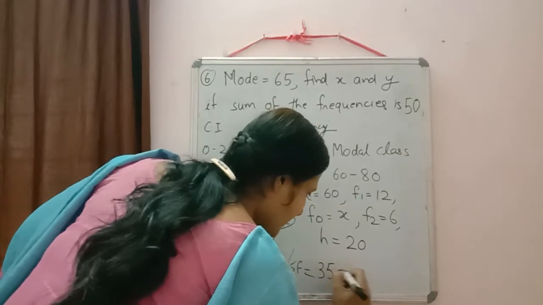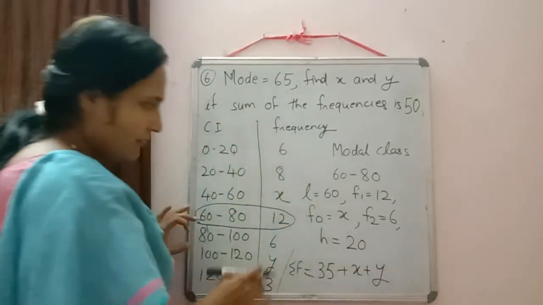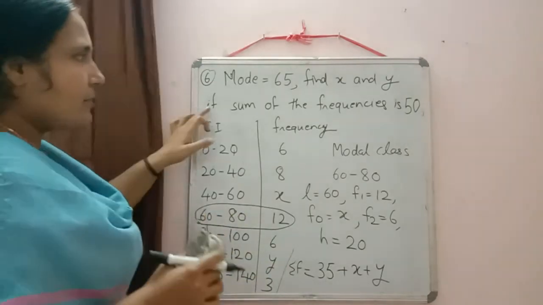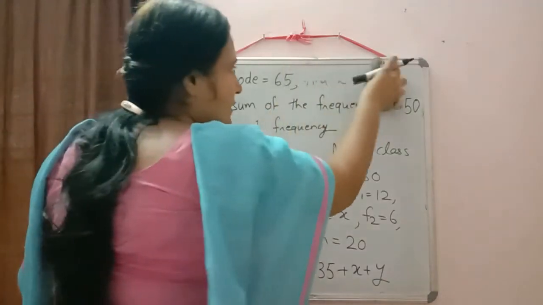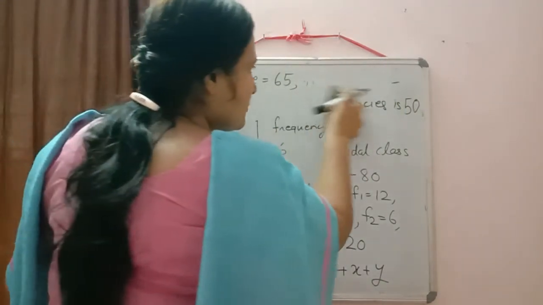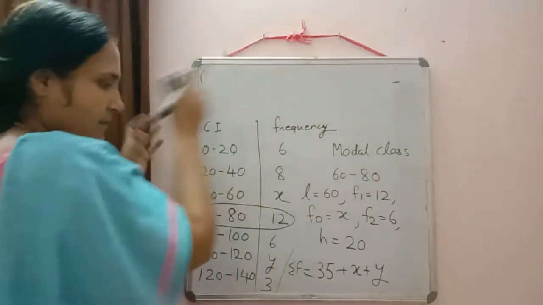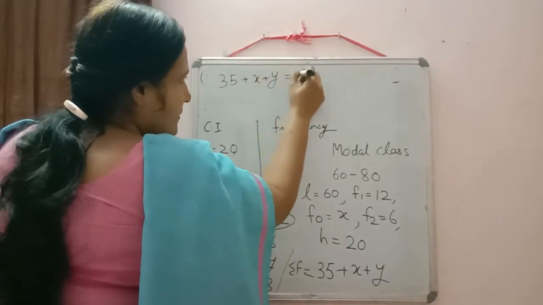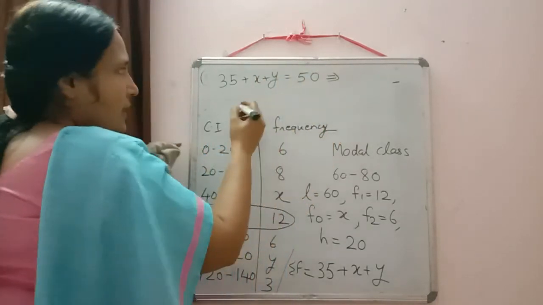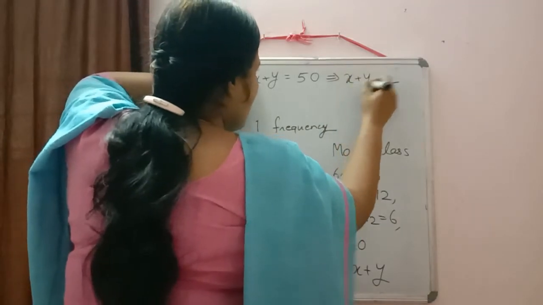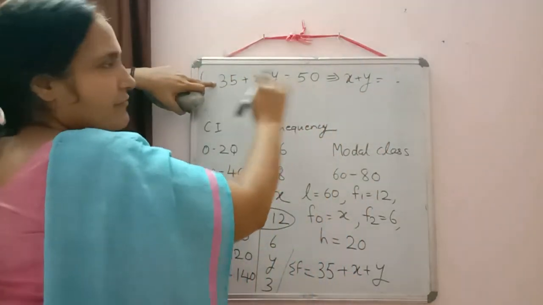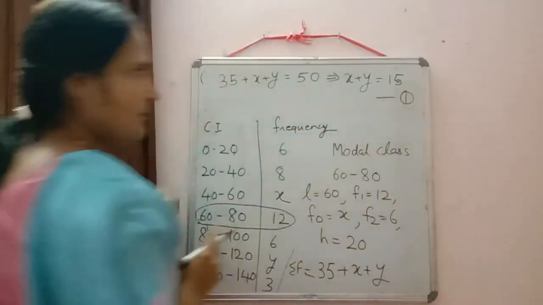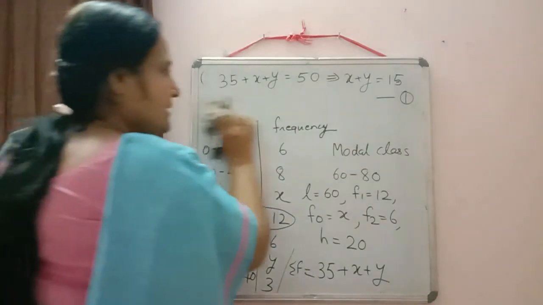Our sum of all the frequencies we are getting is 35 plus x plus y. But in the question it is already given that the sum of the frequencies is 50. So we can equate it to 50, to get our first equation. Write down 35 plus x plus y is equal to 50. So from here, x plus y is equal to 50 minus 35, and 50 minus 35 will be equal to 15. Make it equation number 1. So that's why that information is given.